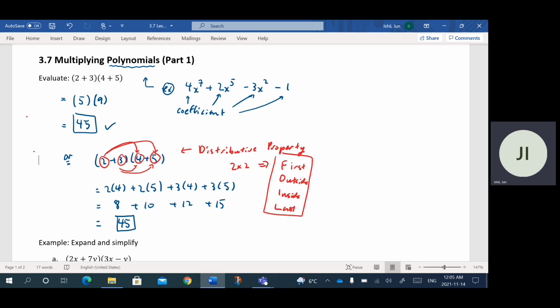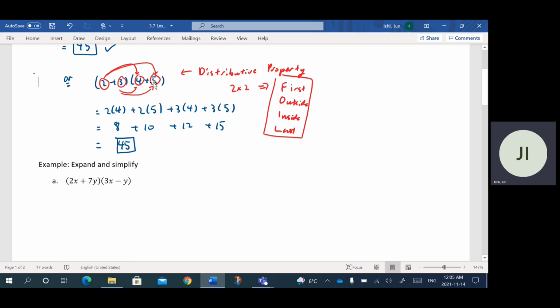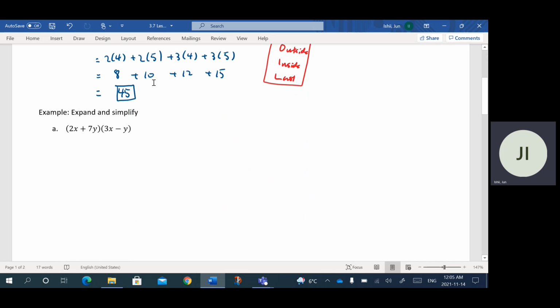All right, so the reason I showed you this is because if I get to this first example here, we want to expand and simplify. So these are polynomials, but what you'll notice is that 2x and plus the 7y, we can't actually combine these two together because they are not like terms, right? We have a variable of x here, and then we have a variable of y here. So we can't put these together and multiply, but if I wanted to expand and simplify, what it's asking you to do is apply the distributive property.